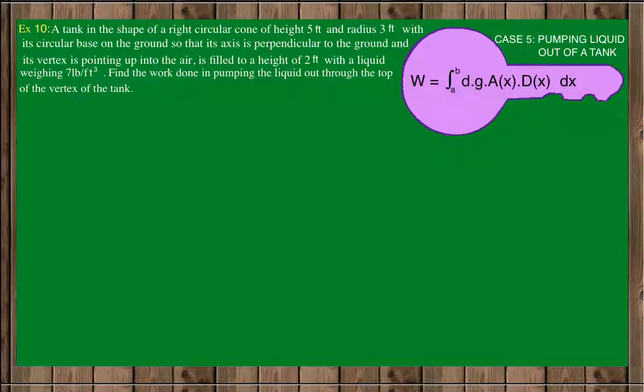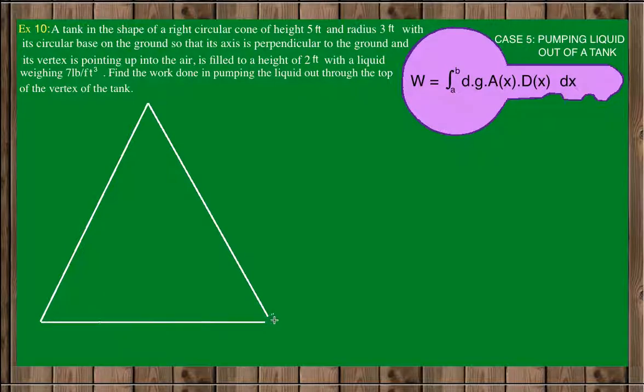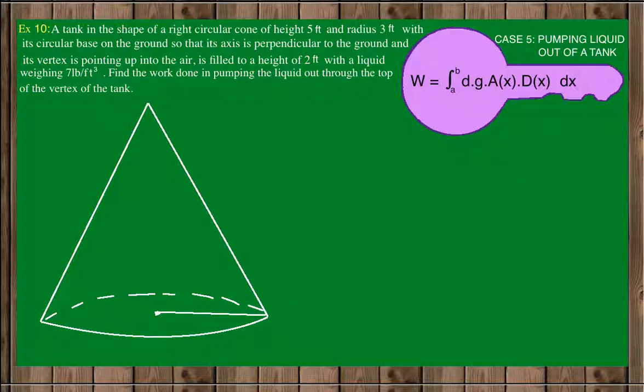Let's try to illustrate the question first. We have a conic shaped tank whose base is a circle and vertex is pointing up into the air. So this is our tank with the circular base. The radius of the circle is 3 feet. And the height of the tank is 5 feet.